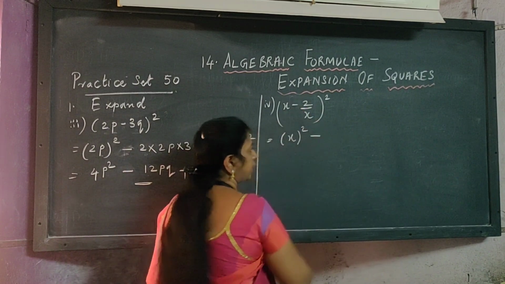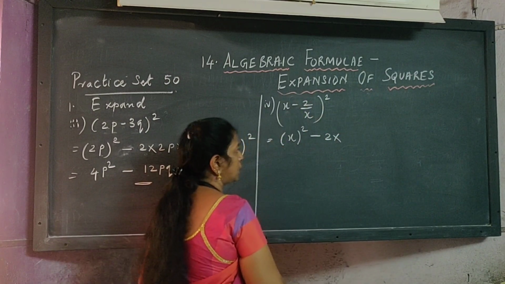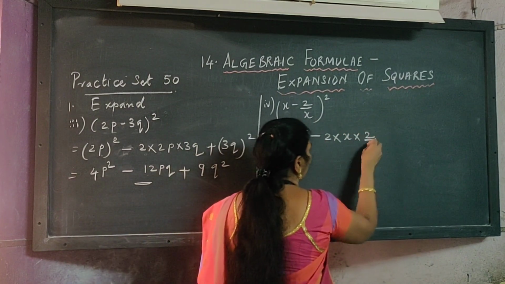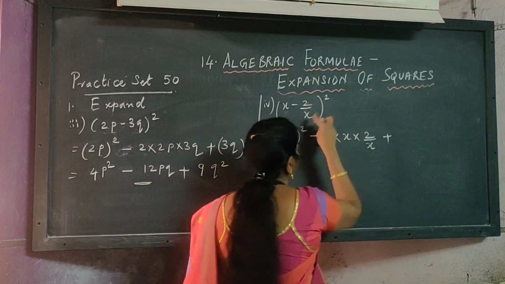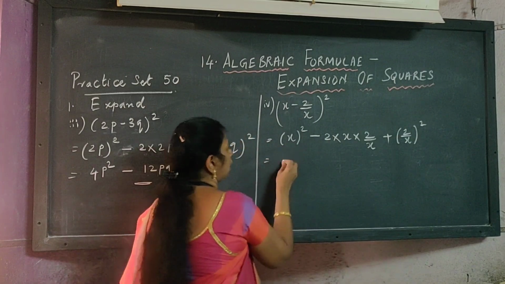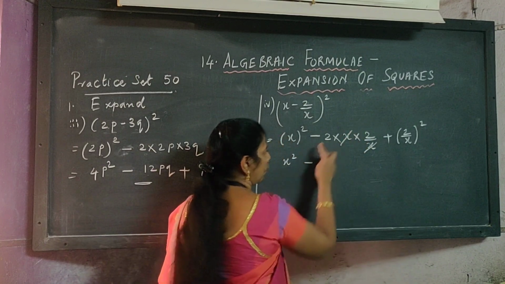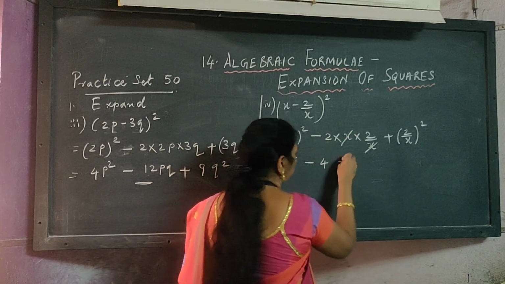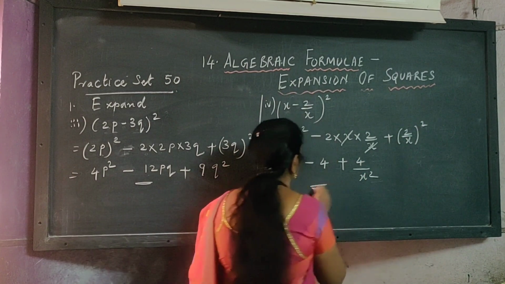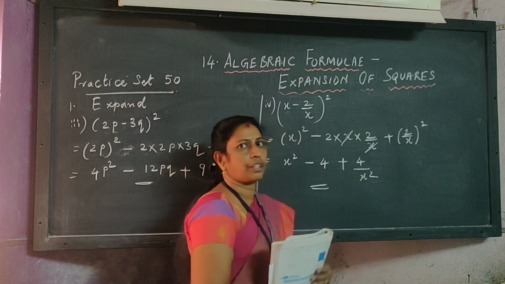Minus is there, so put minus 2 into this x will be your first term, 2 upon x will be your last term. So 2 into first term, that is x, and what is your last term? 2 upon x plus what is the last term? That is 2 upon x the whole square. Now this will become x square, put minus, now this x and this x will get cancelled. 2 into 2 is how much? 4 plus 2 square will become 4 upon x will become x square. So the answer is x square minus 4 plus 4 upon x square.